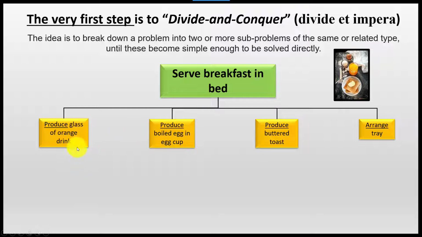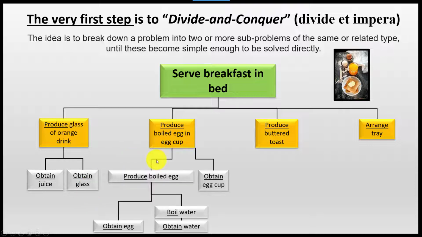Now, we can still break down these sub-activities. For example, producing a glass of orange drink requires obtaining the juice and obtaining the glass. To produce a boiled egg in an egg cup requires producing that boiled egg and obtaining that egg cup, and in order to produce that boiled egg, we need to boil the water, and we need, of course, to obtain the water. All this requires time and effort, so that's why we have it here. We also need to obtain eggs, because, hey, if you don't have an egg, well, you're going to end up with an egg cup without an egg, right? So everything has to be placed, everything that is on the radar.